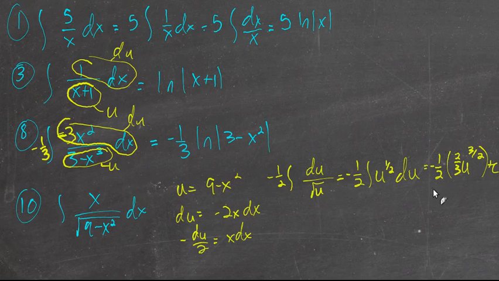So we fill in this with what u was, so negative 1/2 times 2/3, so that's going to actually turn it into negative 1/3 because this 2 would cancel with this 2. So negative 1/3 times u, and u was 9 minus x squared. We're going to raise that to the 3/2 and add c.